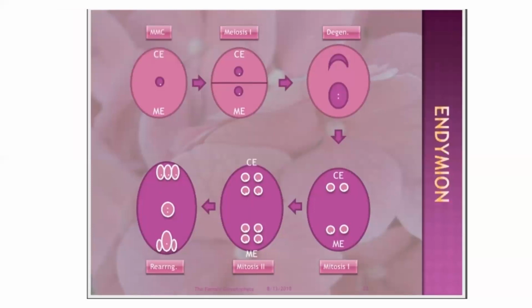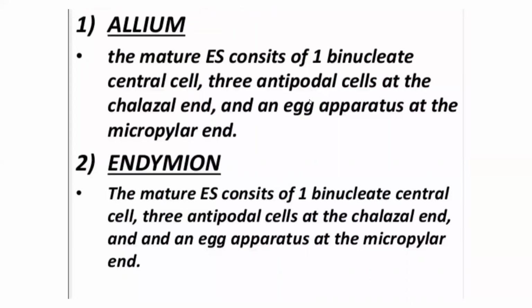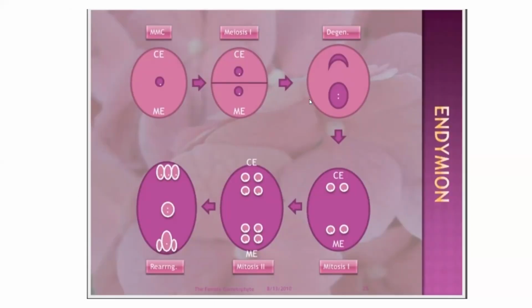And the Endymion type. As in the same way, in Endymion the megaspore mother cell undergoes the meiotic 1 division. 2 cells are formed. So the micropylar dyad cell becomes functional. Here in the diagram only the second step is reversed.